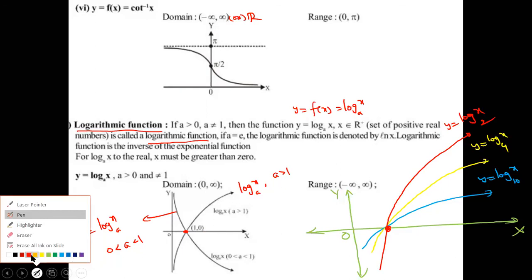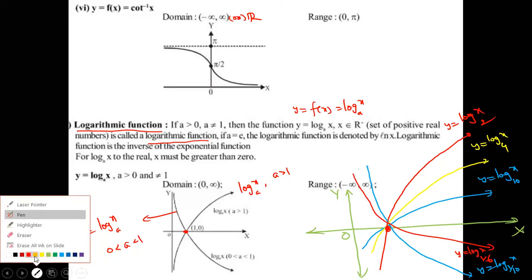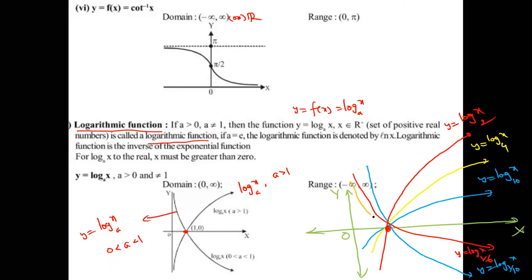Now see, suppose I'm taking a different graph. What is the graph? Y is equal to log x to the base 1 by 10, like that. That's the meaning. Another graph I'm taking, see. Y is equal to log x to the base 1 by 6, like that. Another one: y is equal to log x to the base 1 by 2, like that.